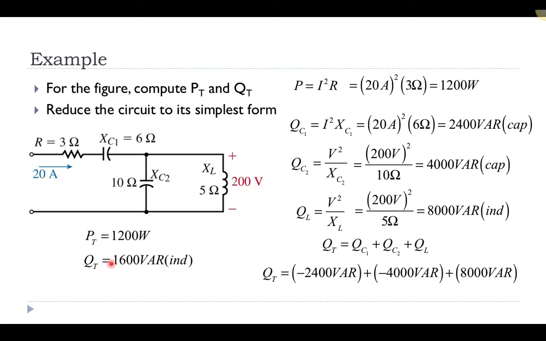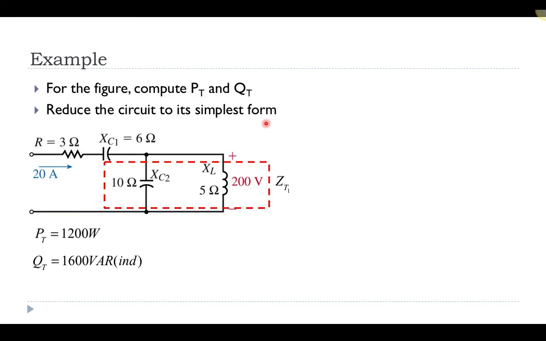It turns out to be positive, which means that the inductive part of the reactive power dominates in total, and the total real power in the circuit is 1,200 watts. So we've looked at each of the components individually, and we've calculated the total power and the total reactive power. The other part of this question says reduce the circuit to its simplest form. After we reduce it to its simplest form, we can actually calculate the total power. So let's go ahead and do that as well.